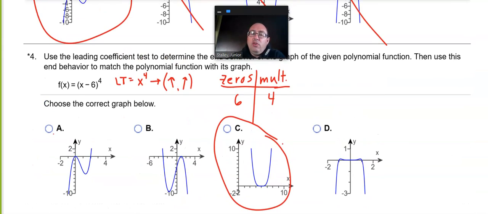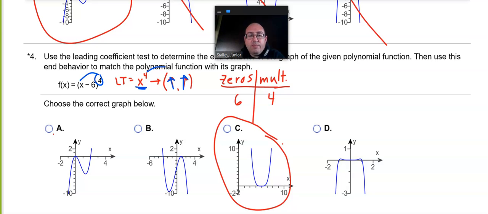Question 4. I'm just doing a bunch of these to make sure you guys really understand what's going on. This one, now the leading term is x to the 4th. Without writing out 4 of those x minus 6's, I don't really feel like I need to. I get x to the 4th. The leading coefficient is positive 1, so that means the right end behavior is up. The even degree tells me that the left is the same.